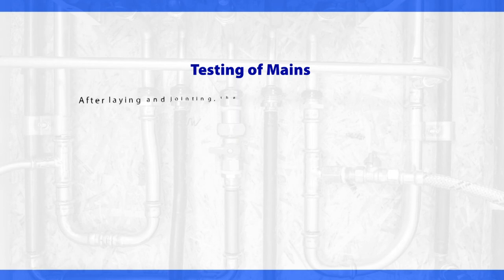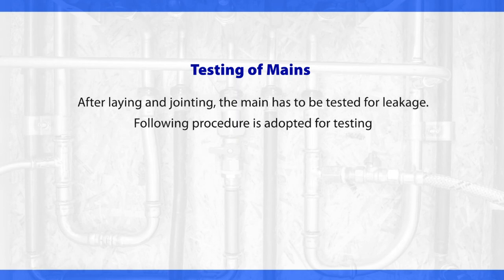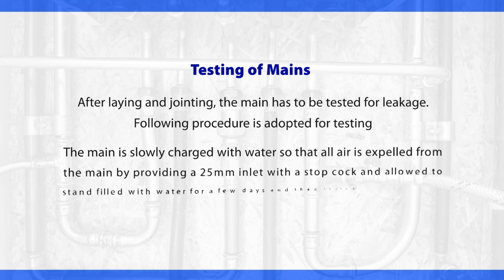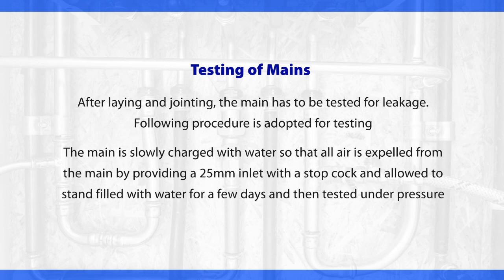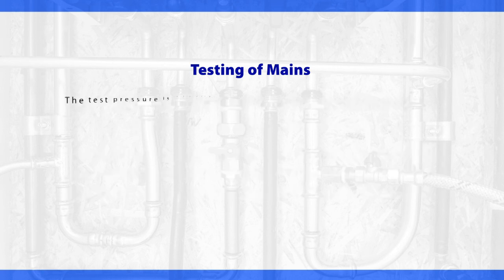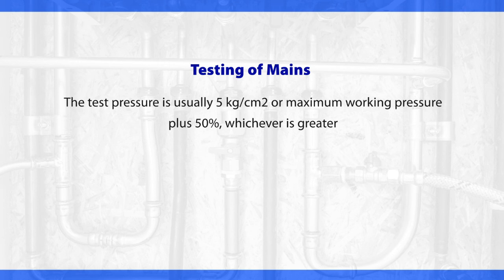Testing of mains. After laying and jointing, the main has to be tested for leakage. The following procedure is adopted for the testing. The main is slowly charged with water so that all air is expelled from the main, by providing a 25 mm inlet with a stopcock, and allowed to stand filled with water for a few days and then tested under pressure. The test pressure is usually 5 kg per centimeter square or maximum working pressure plus 50%, whichever is greater.